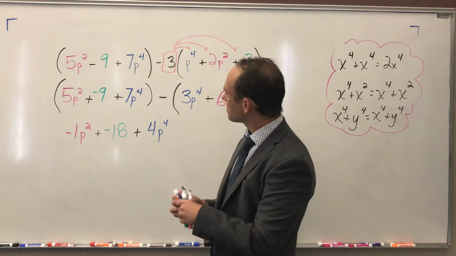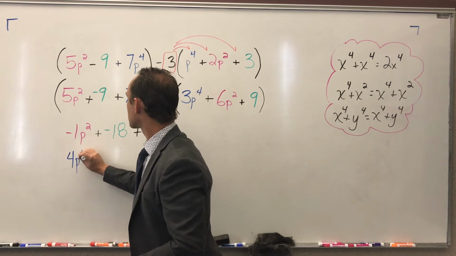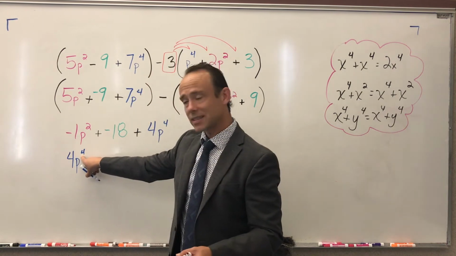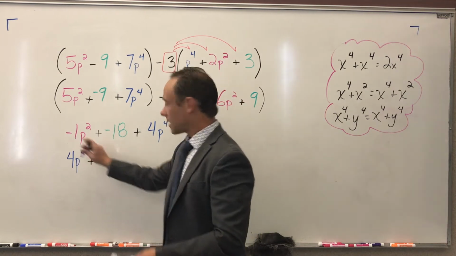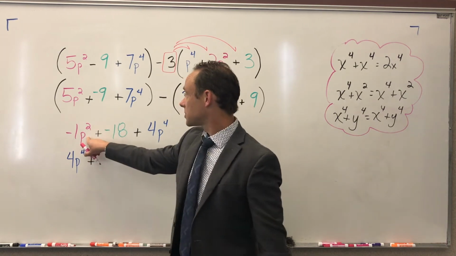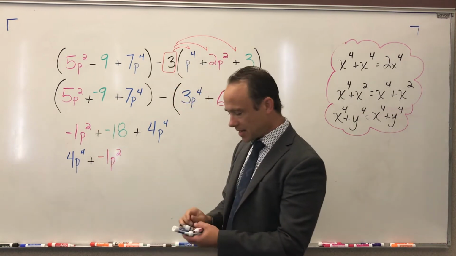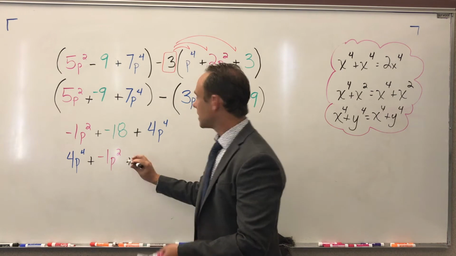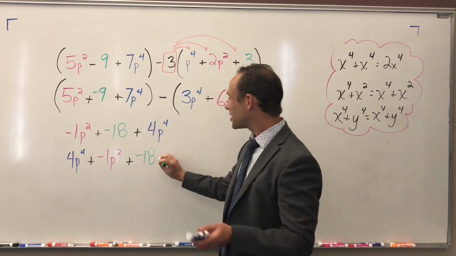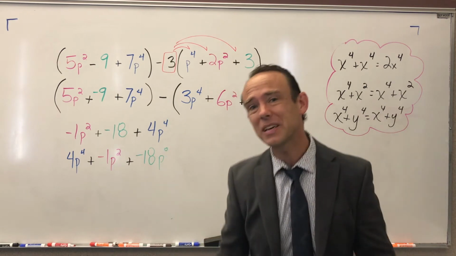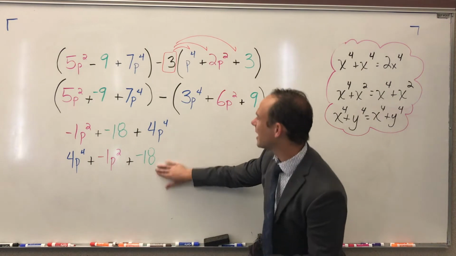So what I'm going to do is switch this so the exponent of 4 comes first. I'm talking about that right there. Then I'm going to bring in the next biggest exponent, which here is p squared. I got the 2 up there. And then lastly, you have the 18, which is the smallest exponent, which you could say is p to the 0 because anything to the 0 is 1. But I'm not going to do that.